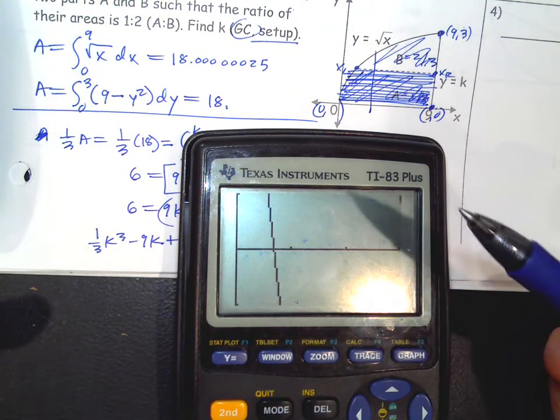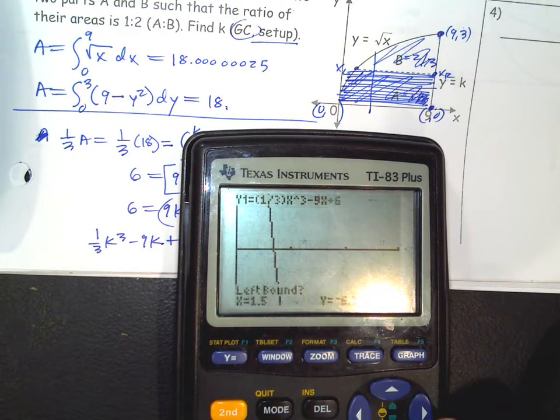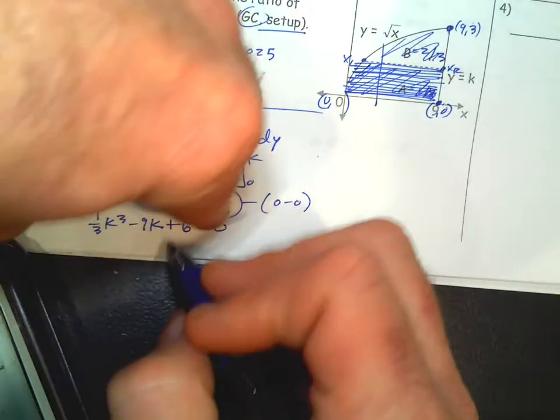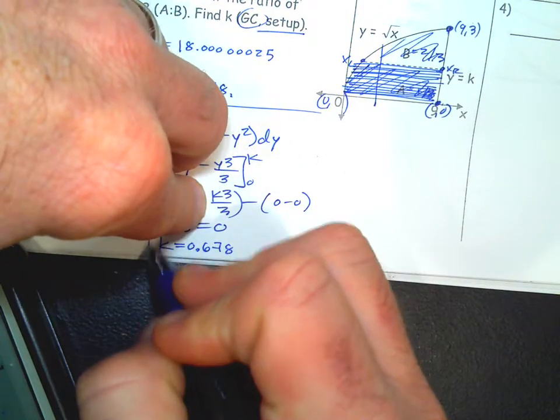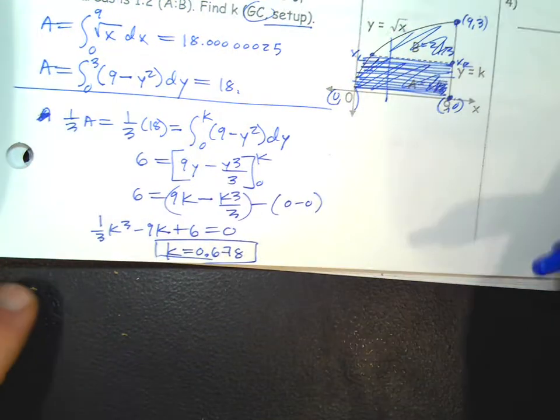Should only be one answer. So I can calculate the x-intercepts between 0 and 1, maybe guess 0.6. And there's the answer. K equals 0.678, 3 decimal accuracy for final answers. Rounded or truncated comes out the same. This is the level of work you have to show.